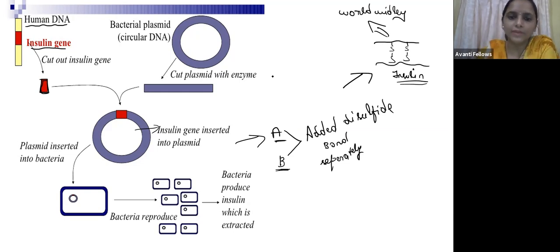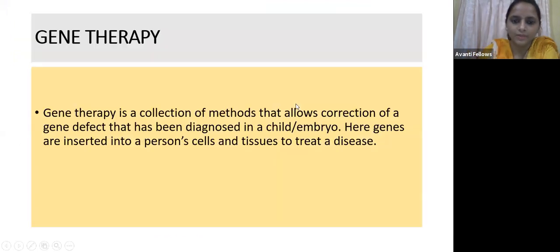For diabetic patients, we will use insulin, right? So the disulfide bond is added here separately to form the insulin. Okay. Now let us come to gene therapy.